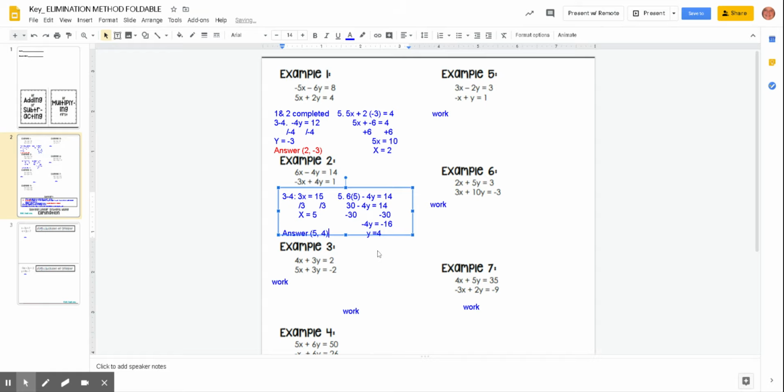Check our work by substituting that back in. I'm going to use this one. So negative 3 times 5 would be negative 15. 4 times 4 would be positive 16. Negative 15 plus positive 16 would give me 1. That would be a true statement. So this is a good answer.